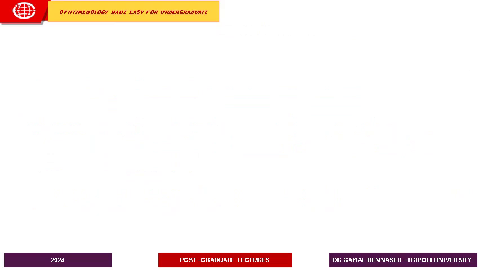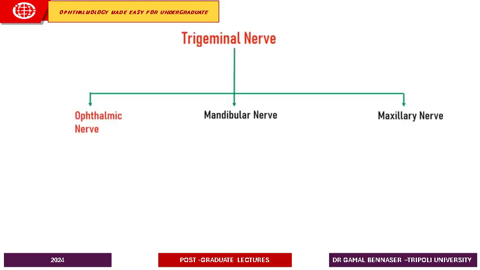Now we'll speak about the nerve supply of the cornea, which comes mainly from the trigeminal nerve. As you know, the trigeminal nerve has three branches. That's the ophthalmic division, the mandibular division, and the maxillary division.